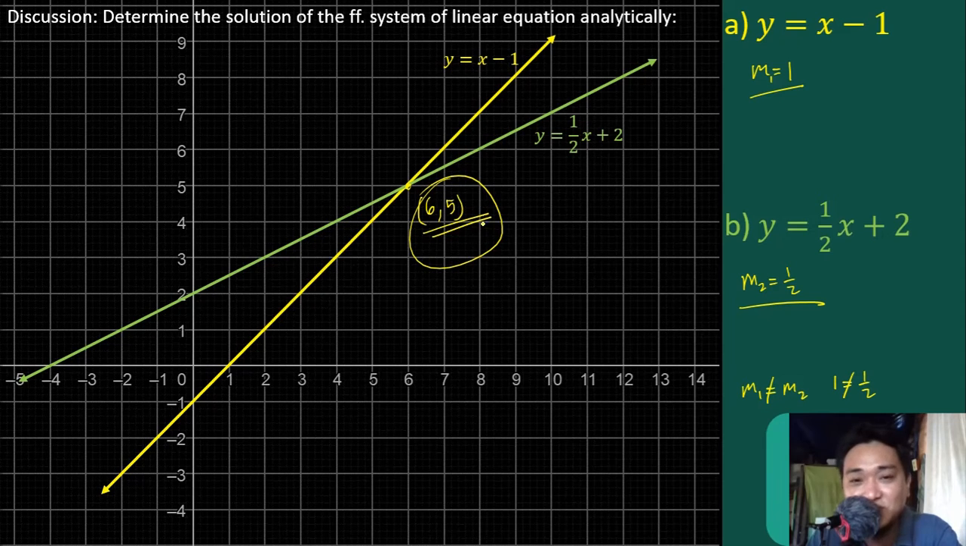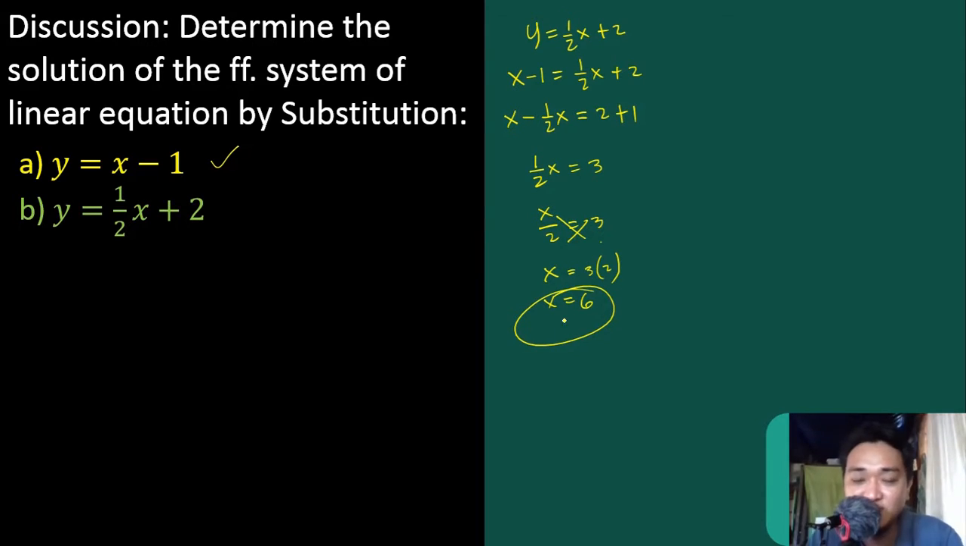Check natin or double check natin kung tama nga yung makukuha natin. 6, 5 nga ba? So here, we already have the value of x or the abscissa, which is 6. Let us find the value of the ordinate. That is y is equivalent to x minus 1. We can make use either of the two linear systems.